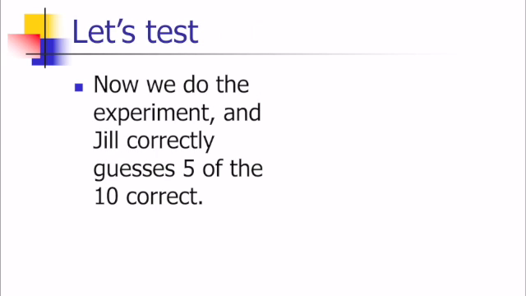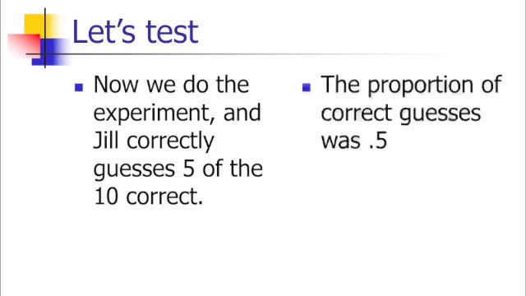Now, let's say we do the experiment and Jill correctly gets 5 out of the 10. For every turn we drew a card, she'd guess it, we'd put it back in, we'd shuffle, and she'd pick again, and she gets half of them right. I feel like that's pretty good. So here's our proportion of correct guesses. Now, if she's not a mind reader, the proportion of correct guesses should have been 0.2, right? She would get about 1 out of 5 correct. So we need to see, is this statistically significant, the fact that she got half of them right?